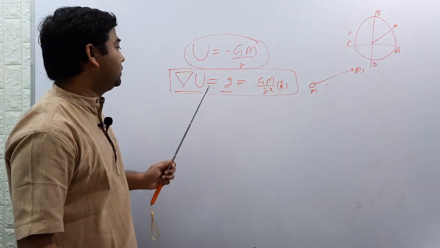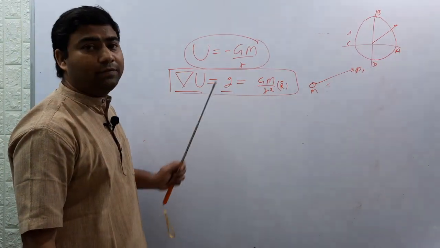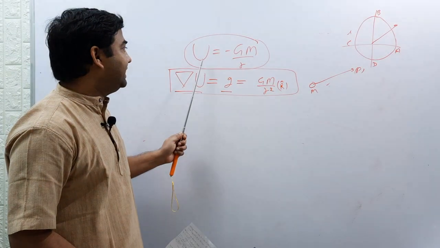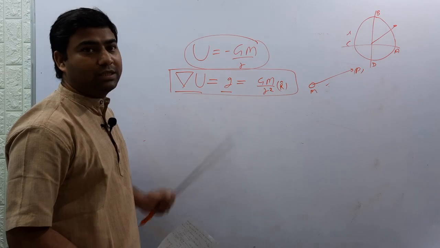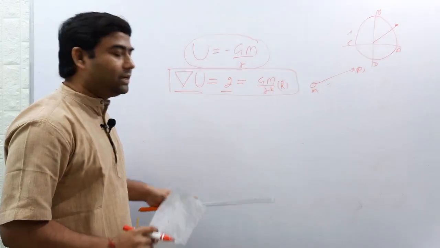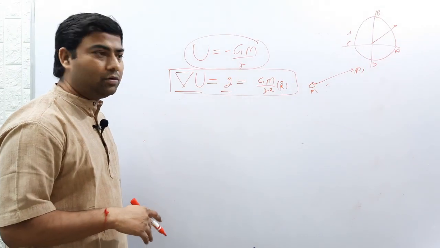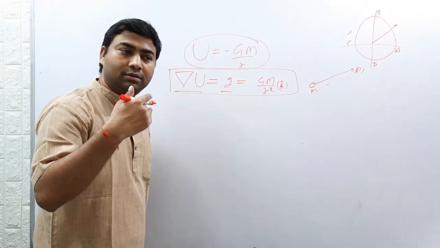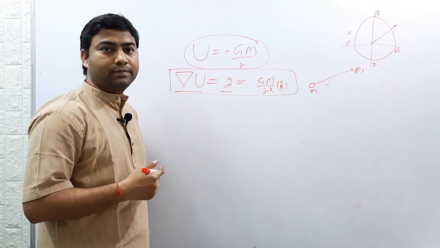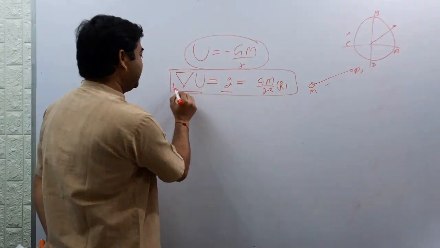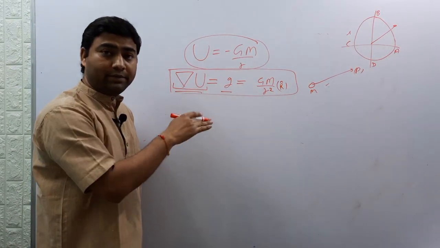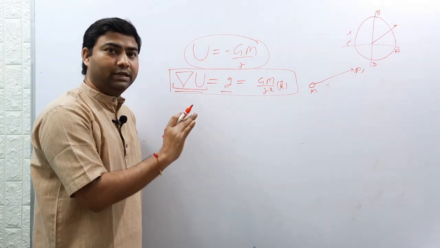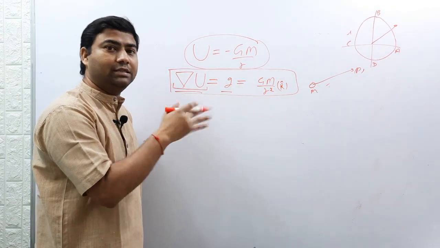One important thing: because the gravitational field has been achieved by finding the gradient of potential energy, and what we have proved right now, the gradient is always a conservative force. Gradient of u is a conservative force by the fundamental theorem of vector calculus. We have proved it. The gradient of a scalar field is always a conservative vector.